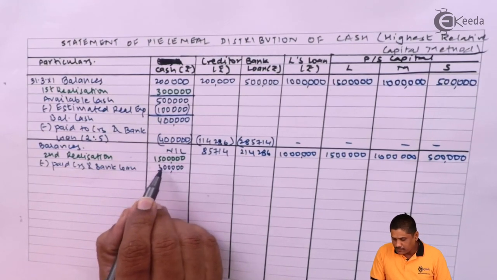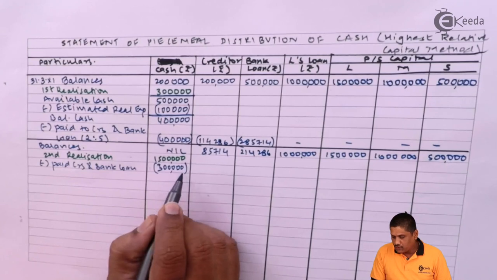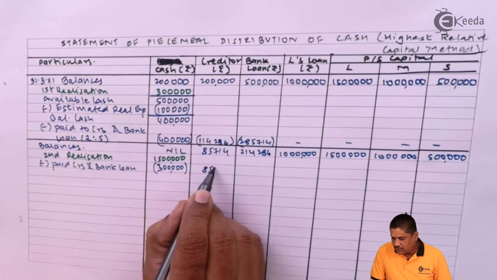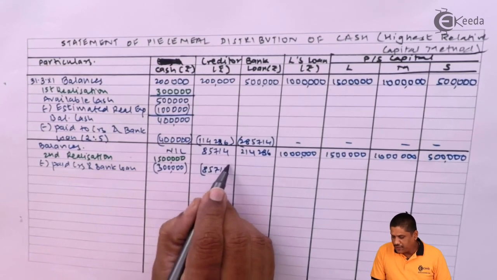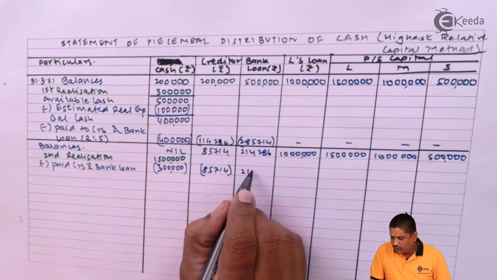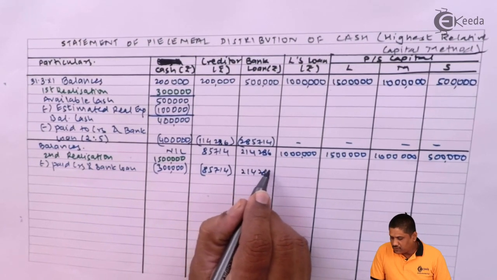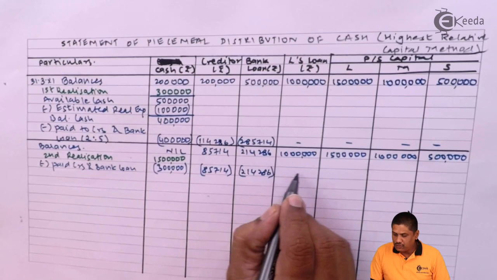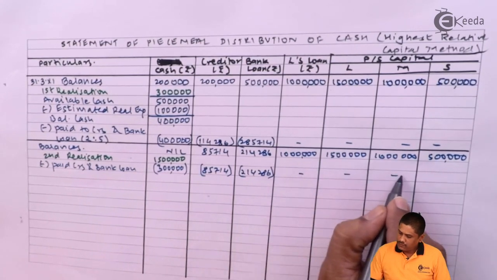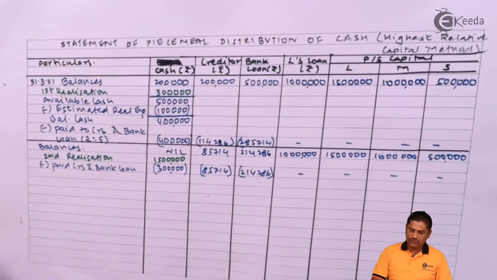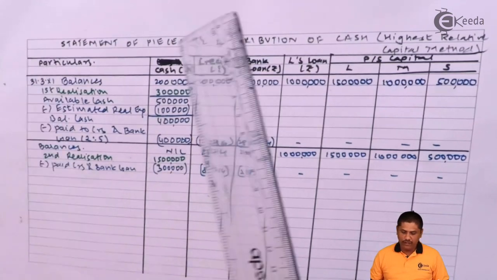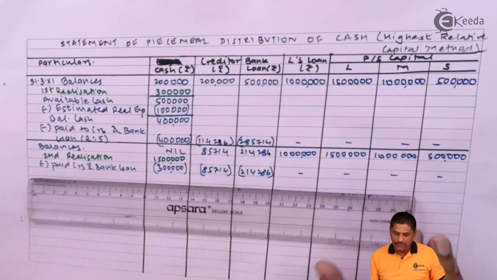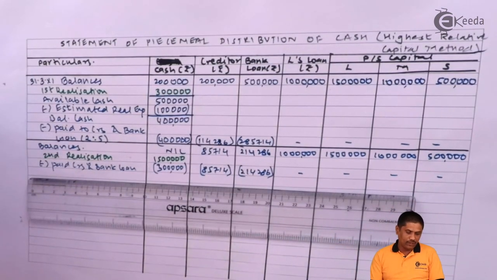So, 85714 will be paid to the creditors. 214286 will be paid to the bank loan. Others are not considered because we are going to complete that stage where we have completed our payment to the outside liabilities. So, payment to the outside liabilities is completed.